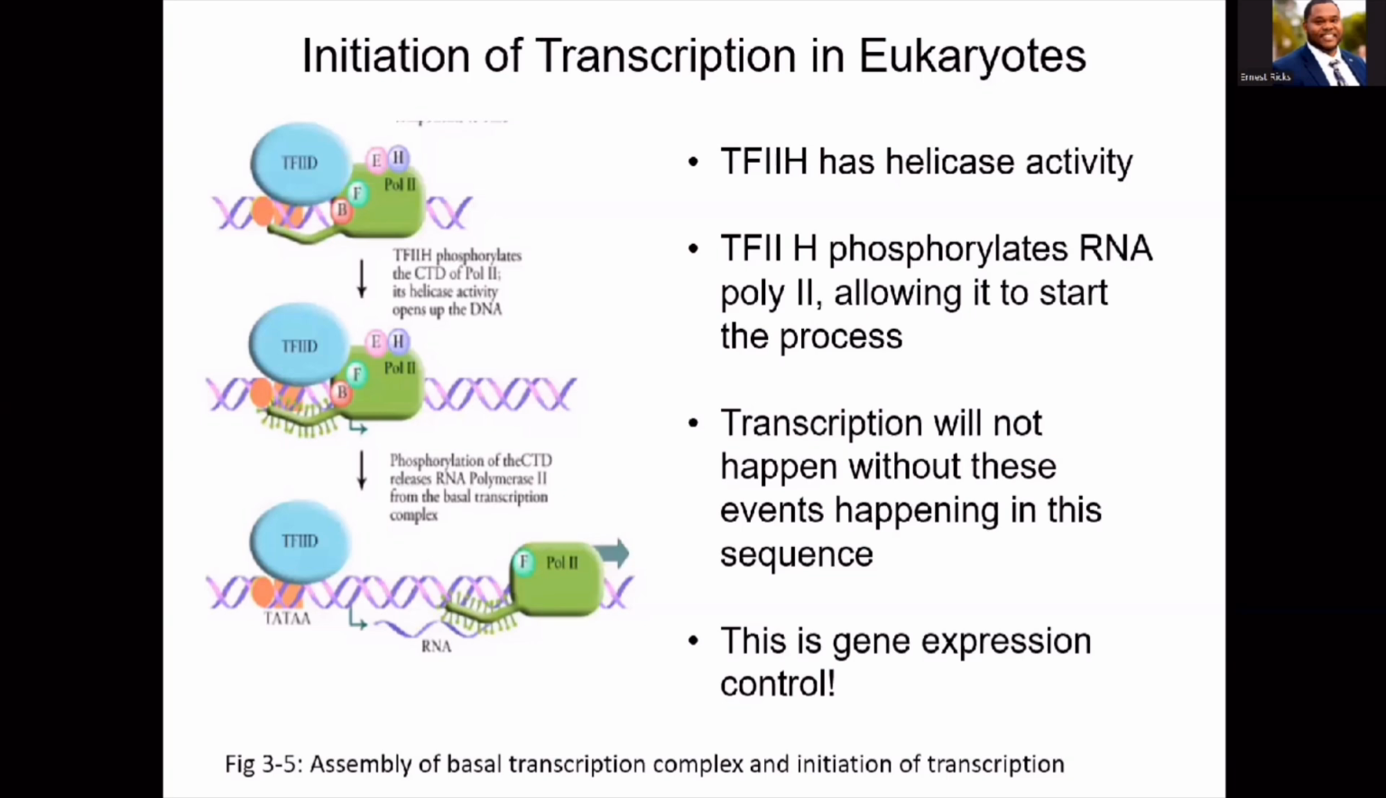And if transcription doesn't happen without these events, what does that mean? If, as a scientist, I want to study how transcription is regulated, one place I can start is with the essential parts. So if I wanted to see how it really works, take out TF2H and see if the process works. Well, it doesn't. It can't. Because then a few things will happen. One, you won't be able to unwind or unzip the DNA. And two, RNA polymerase II will be stuck to the complex.